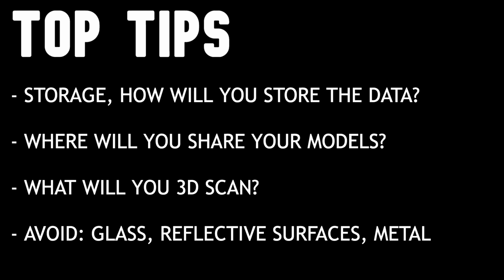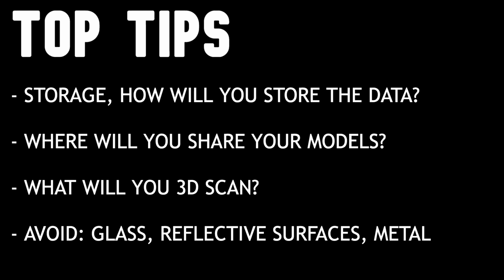And then the last bit of advice would be to avoid glass, reflective surfaces, and metal, because of the way that photogrammetry works, these materials really don't respond very well. There are ways that you can get around it, but in an ideal world, you'll look for more matte, less textured objects to 3D scan. That's why things like statues are really good.